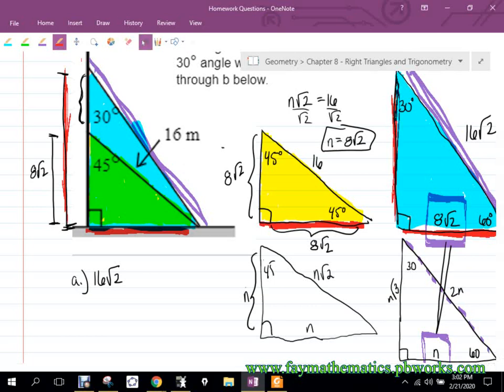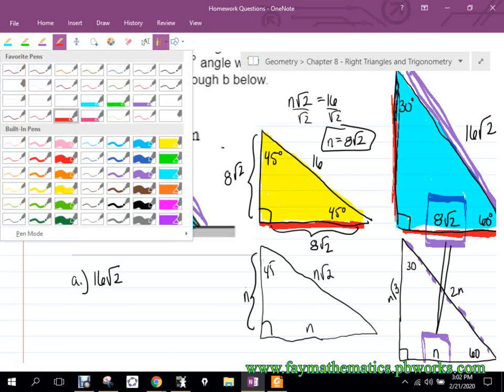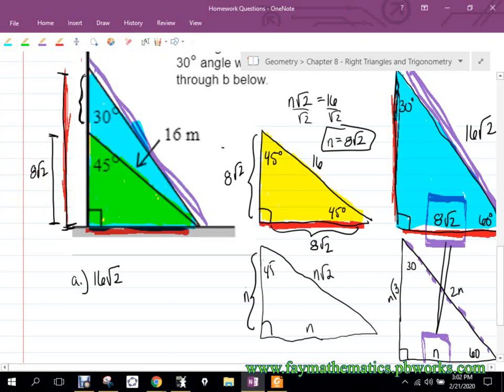Now, we haven't spent time finding that one, so let's find it. Remember, in a 30-60-90, across from 60 degrees, just like down here, is your N radical 3 side, right? Remember, 8 radical 2, this blue triangle was N. So this distance here would be 8 radical 2 times radical 3. Does that make sense to everybody? So what's 8 radical 2 times radical 3?